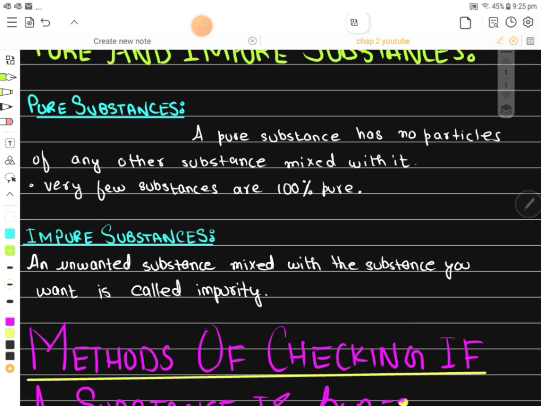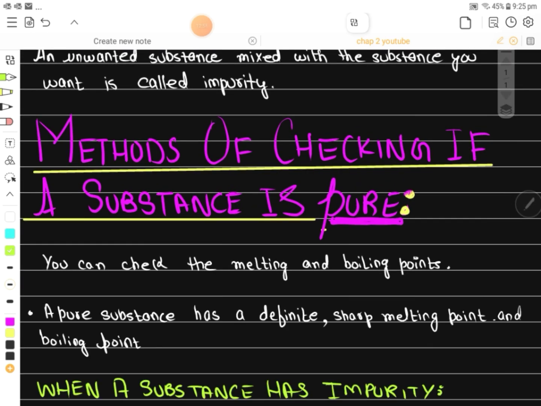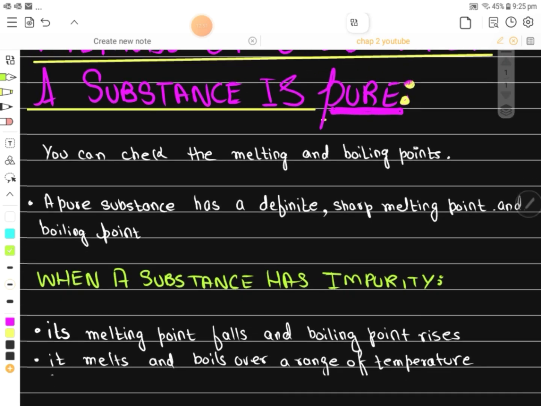So, what is an impure substance? An unwanted substance mixed with the substance you want is called an impurity. Like in water, you don't want any dust, you don't want any sand, you don't want any harmful things. So that's all impurities.